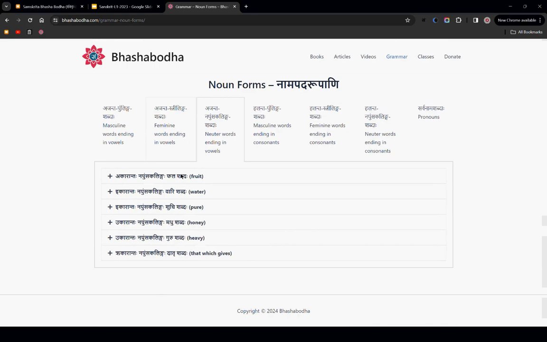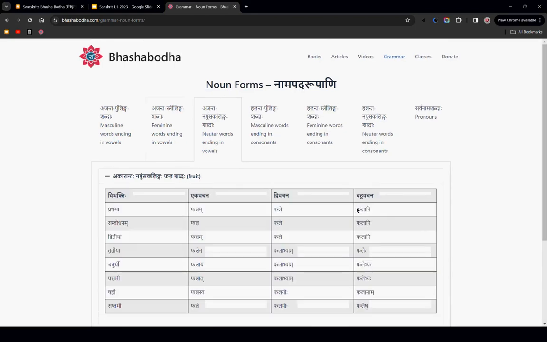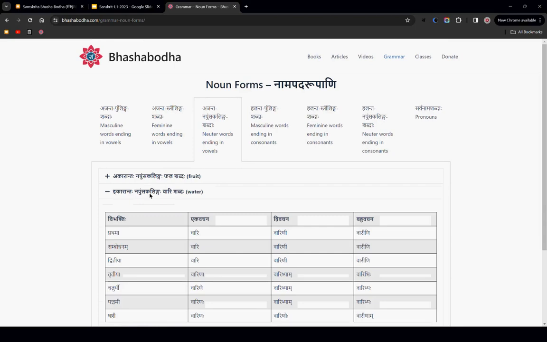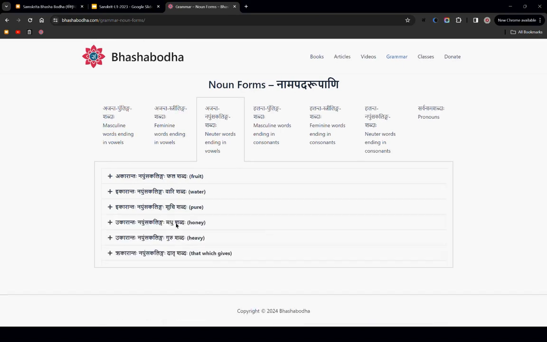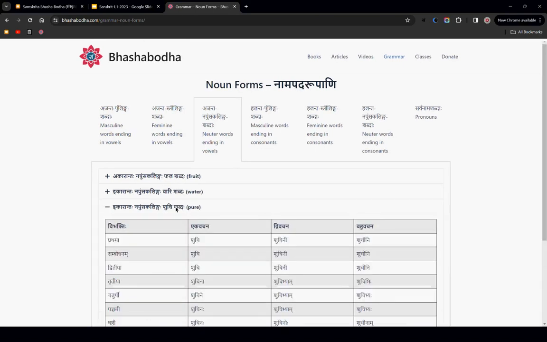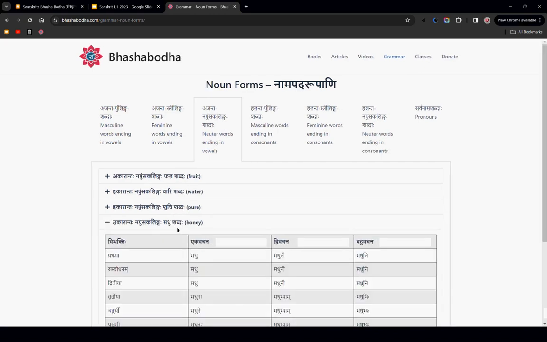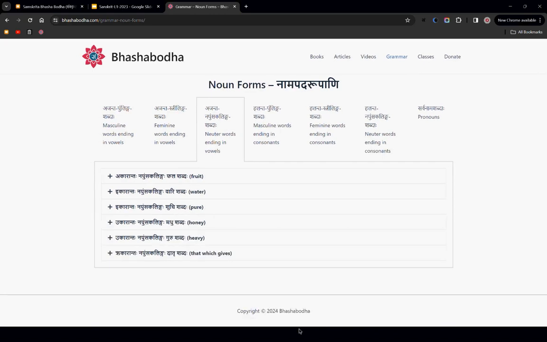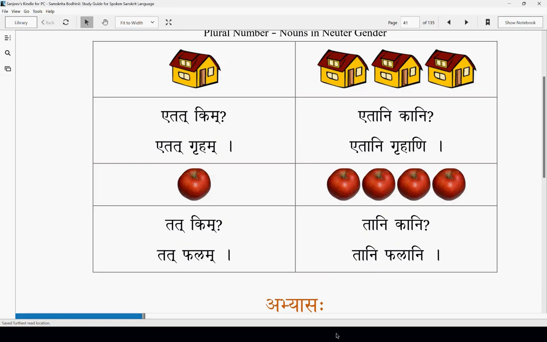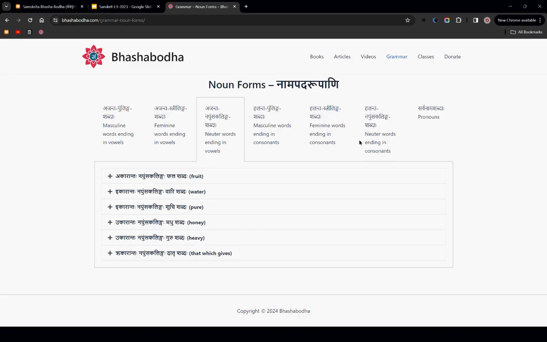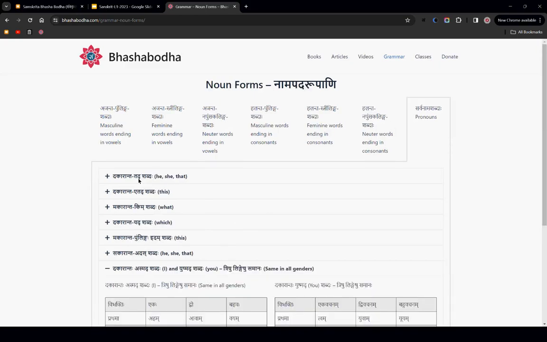So again, you can use the same pattern here. If you look at the Napumsakalinga word, tani phalani. Then Napumsakalinga Bahuvachana, vari, water. Tani varini, those waters. Or etani varini, these waters. So the same Bahuvachana form can be applied to any of these words. The book is not covering the Dvivachana form, but if you would like to use the Dvivachana form, you can. You just use the Dvivachana form of this or that.